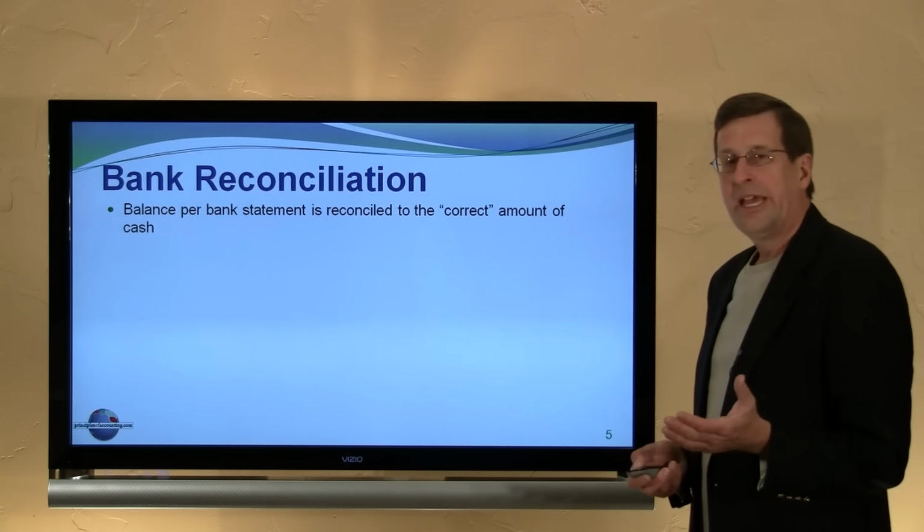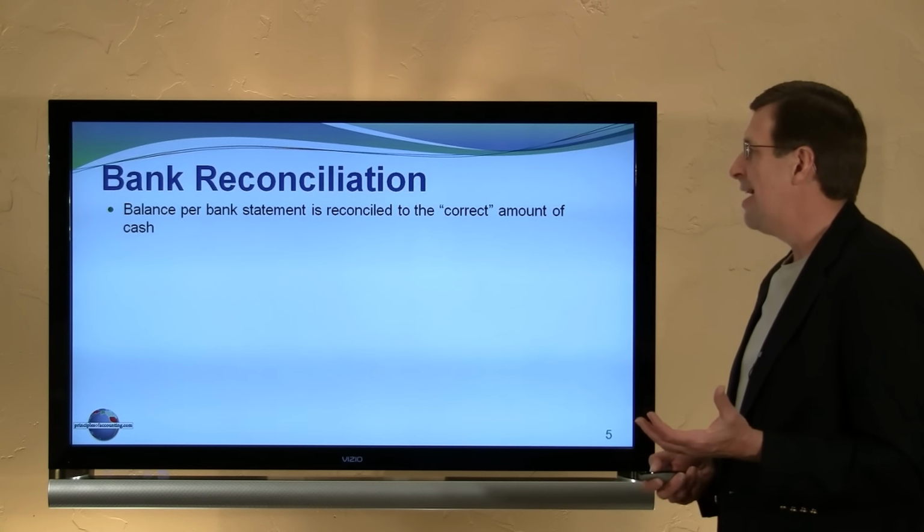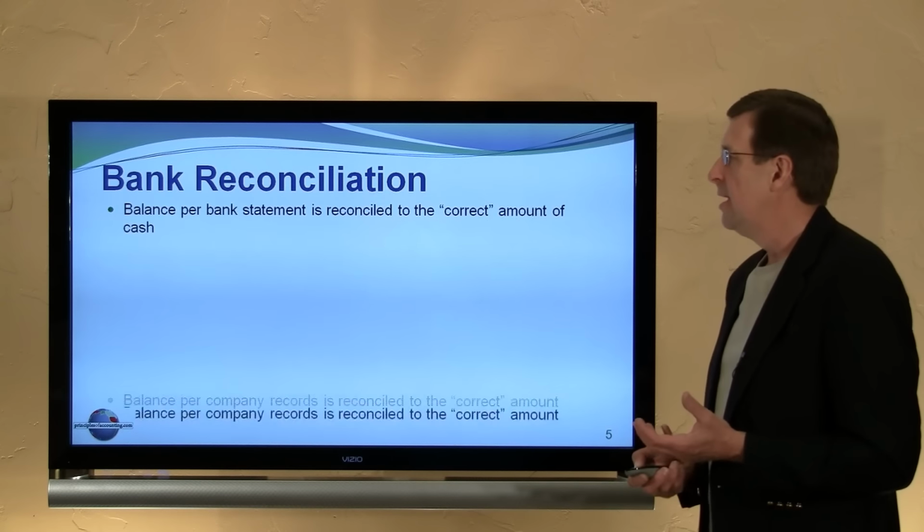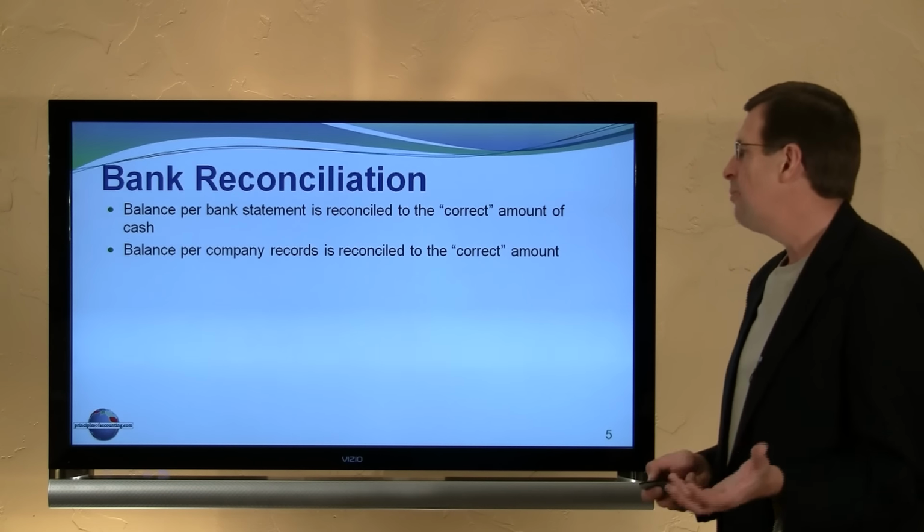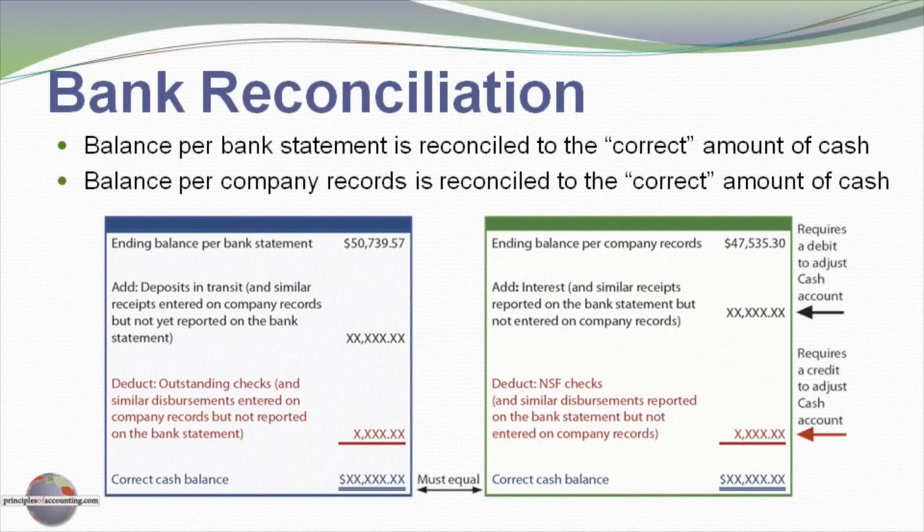So, the bank reconciliation is really a dual task. One is to reconcile the balance per the bank statement to the correct amount. The other is to reconcile the balance per the company records to the correct amount. So here's a format for doing that. On the left-hand side is the first reconciliation that takes us from the balance per the bank statement, $50,739 in this case. It adds back deposits in transit and similar receipts entered on company records but not yet reported on the bank statement. And it deducts outstanding checks and similar disbursements entered on company records but not yet reported on the bank statement to arrive at the correct amount of cash.